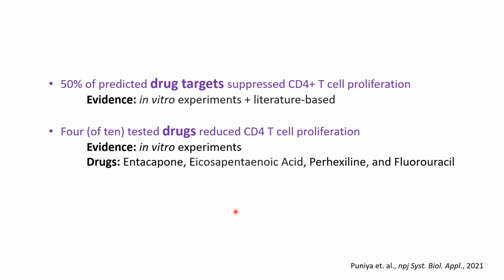Overall, by combining in vitro experiments and existing knowledge, 50% of the targets we predicted have been found to suppress CD4 T cell proliferation. We tested 10 different drugs, and 4 of them were found to reduce CD4 T cell proliferation. These 4 drugs are entacapone, icosapentaenoic acid, perhexiline, and fluorouracil.